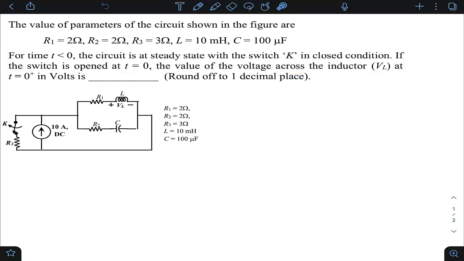So this question, students, is based on the t equal to 0 plus model. In such kind of cases, what we do is, we first find the initial conditions of the network. That is, what is the initial inductor current and what is the initial capacitor voltage before the switching. Because switching is happening at t equal to 0, we'll be interested to find what is IL(0 minus) and what is VC(0 minus). Once we get it, we'll draw the circuit then, and from that circuit we'll get the desired parameter, which is VL in this case.